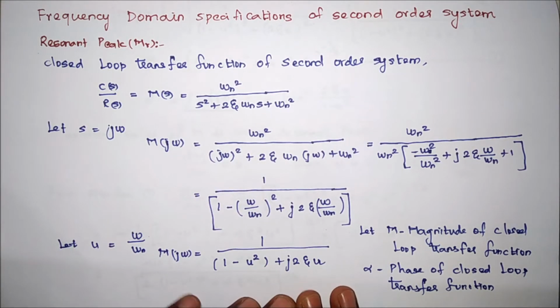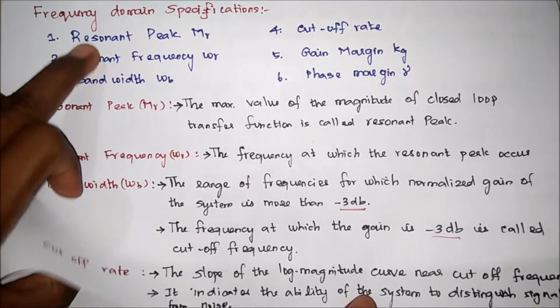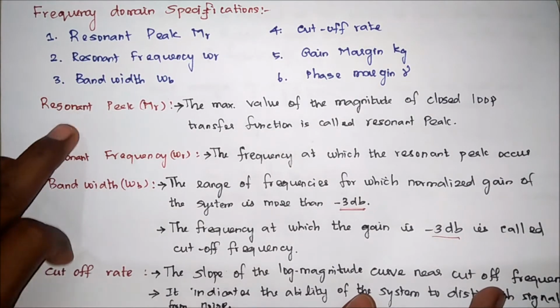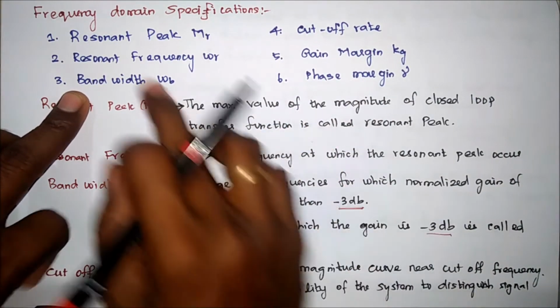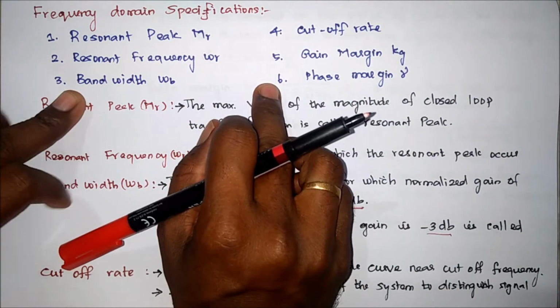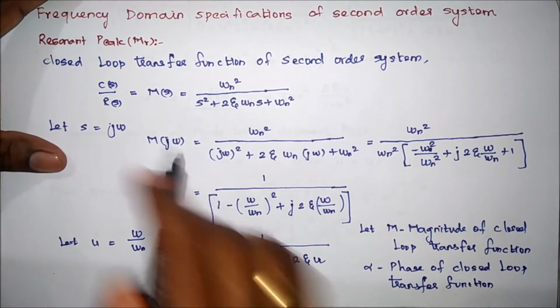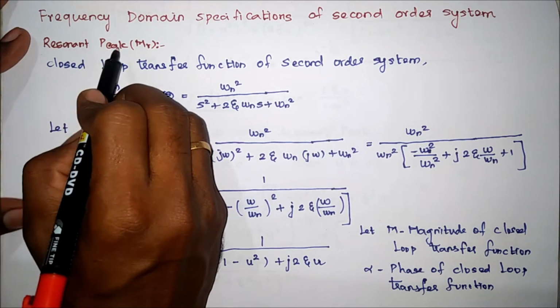In this video, we are going to derive the frequency domain specifications of a second order system. So in this video, we are going to derive resonant peak, resonant frequency, bandwidth, cutoff rate, gain margin, phase margin. These six we are going to derive mathematically. So now first we are going to derive the resonant peak.